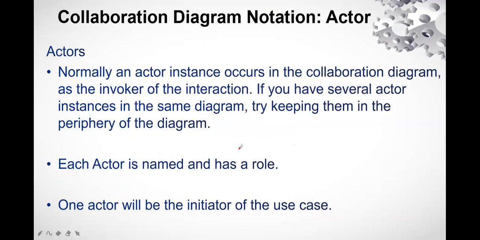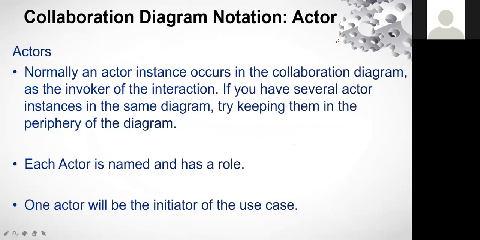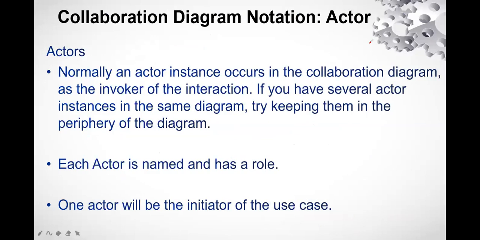Now moving further, the second notation we are going to use in the collaboration diagram is the actors. What are actors? Normally an actor instance occurs in the collaboration diagram as the invoker of the interaction. That means it is the one which is going to start the interaction, which is going to invoke the message first. Each actor is named and has a role. We are going to define the name and the role of an actor.